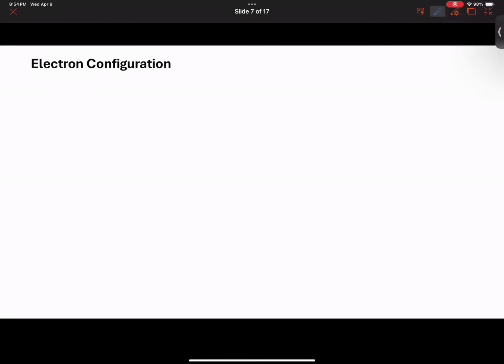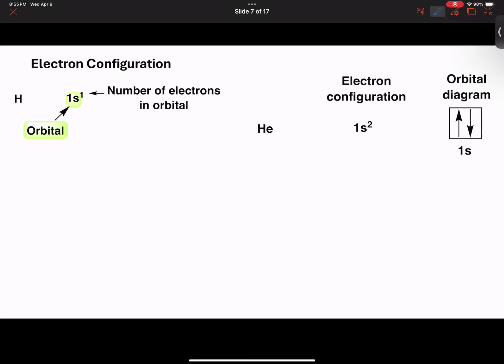Now let's see how to write electron configuration. For example, hydrogen, the electron configuration is 1s1. 1s means orbital and subshell, in the 1s subshell, it has only 1 electron. And here is helium, electron configuration 1s2. In the 1s subshell, 1s orbital, it has 2 electrons. And the 2 electrons have spins. We have up spin and down spin, and they should be opposite. Same spin is prohibited. Should be up spin and down spin.